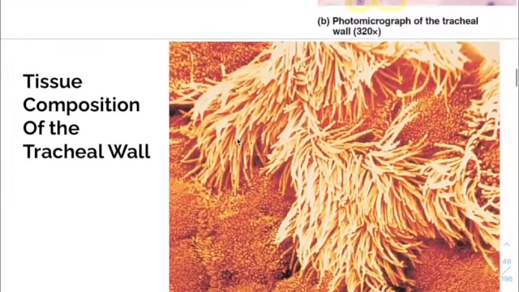Here is a nice electron micrograph that shows that pseudostratified columnar epithelium. You see that cilia, the cilia beat in a wave-like pattern to help move mucus away from the lungs.